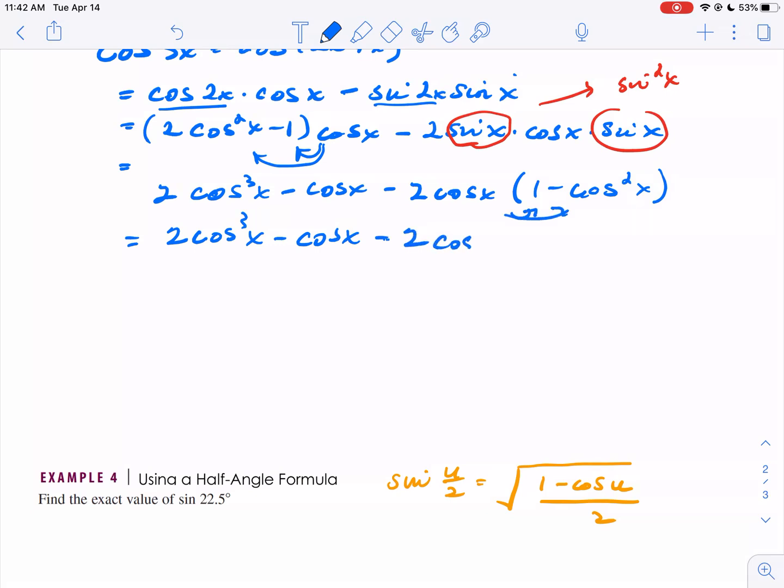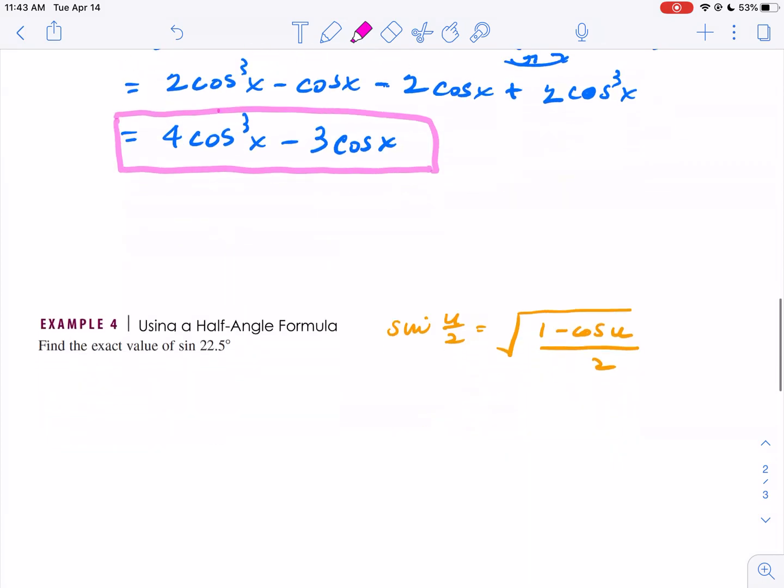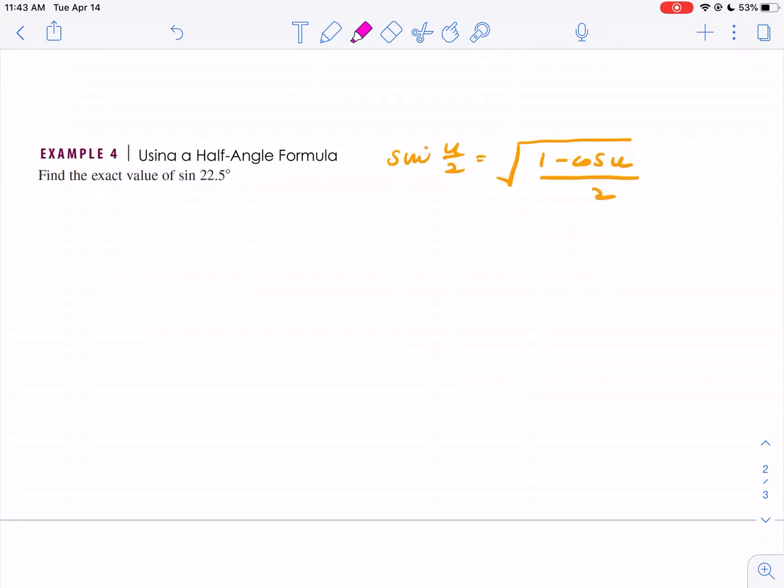And so when I simplify, I get 2 times the cosine cubed x minus the cosine of x, and then minus, distributing this in, 2 times the cosine of x, and then I have a minus times a minus gives me a positive, so plus 2, and then I have cosine times cosine squared, so that's the cosine cubed of x. And then I can combine my cubes, so I get 4 times the cosine cubed of x, and negative cosine x minus 2 cosine x is minus 3 times the cosine of x. So there's our final answer of the cosine of 3x written in terms of just cosine. All right, moving on to the next example.